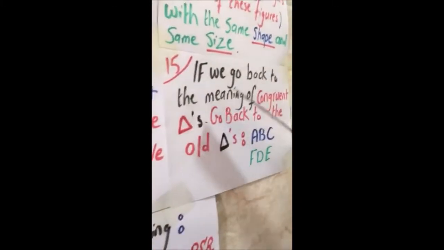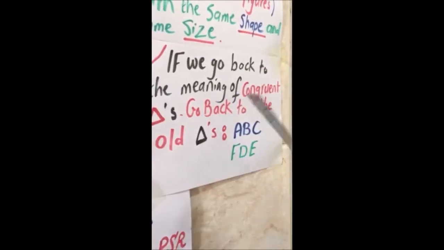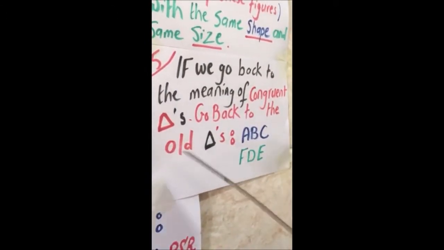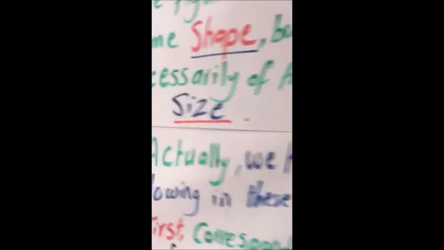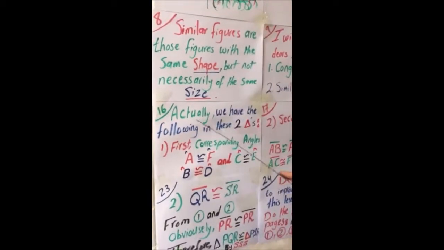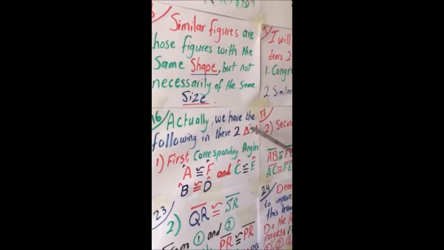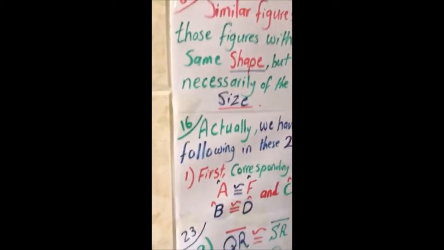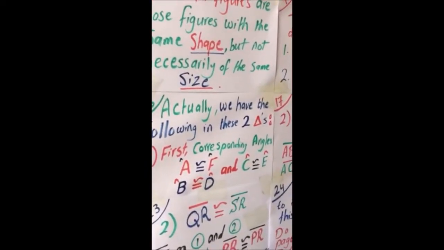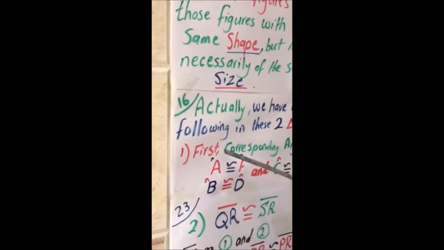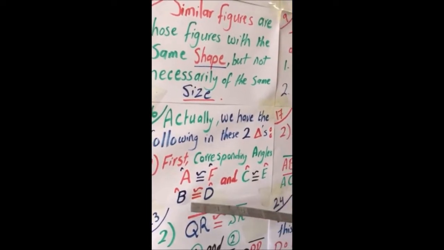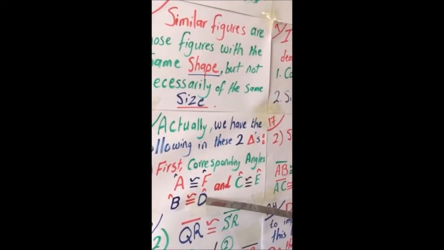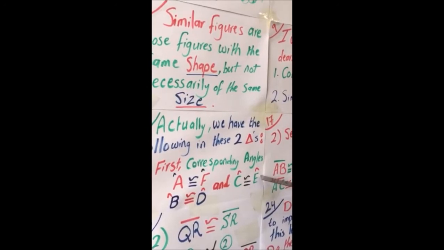If we go back to the meaning of congruent triangles, as I show you, we go back to the triangles ABC and FDE. Actually, we have the following in these two triangles. Let me go first for the corresponding angles, then we will go to the corresponding sides. First, angle A is congruent to angle F, angle B is congruent to angle D, and angle C is congruent to angle E.